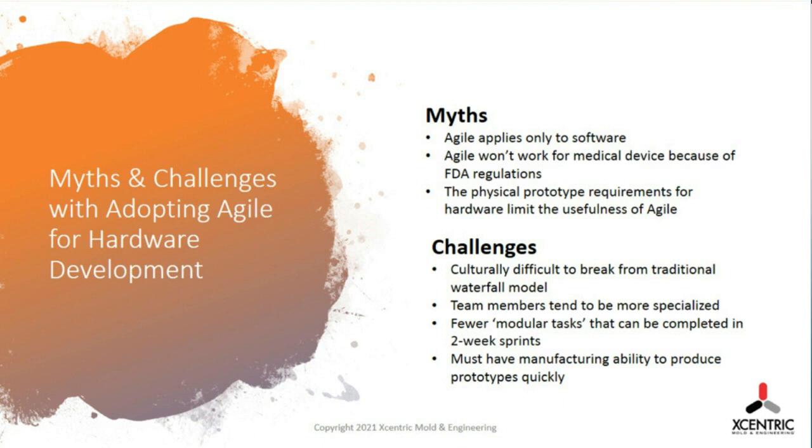Last but not least, the physical prototype requirements for hardware limit the usefulness of Agile. And again, I would certainly disagree here. The physical prototype requirements actually are very useful for this industry because they allow you to prove out and save yourself time and money before getting all the way to production, which is not quite the same with software. Again, software is a bit lower risk. They can change things, make fixes, push bug error resolutions anytime. So definitely would say that one is debunked.